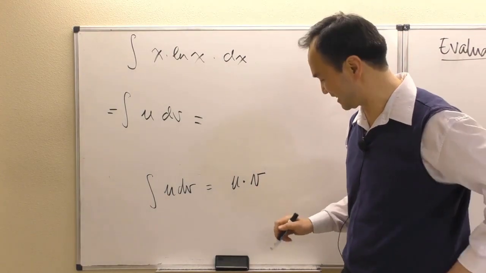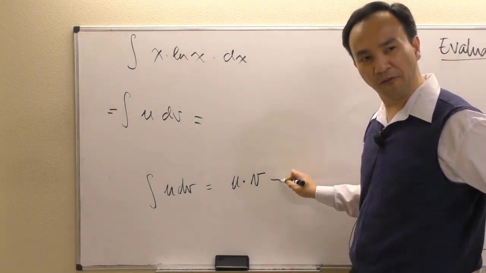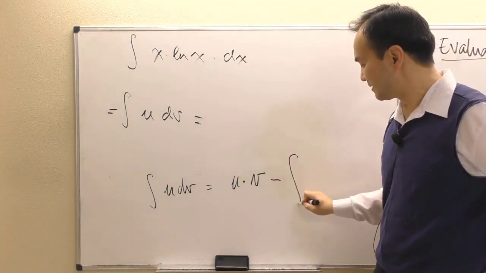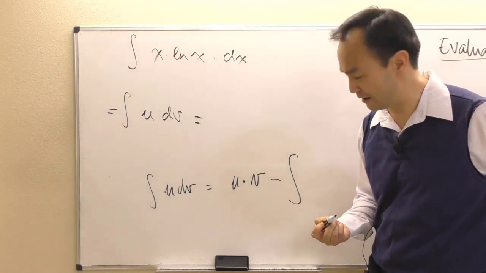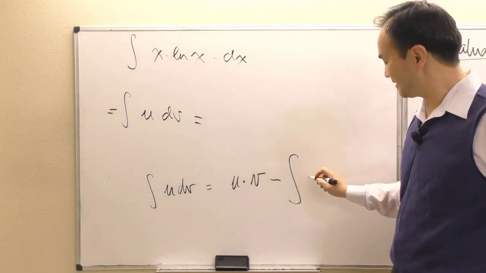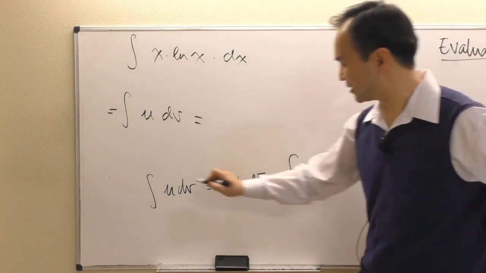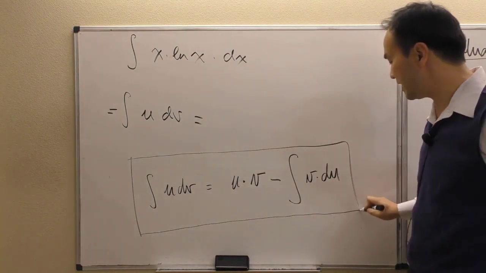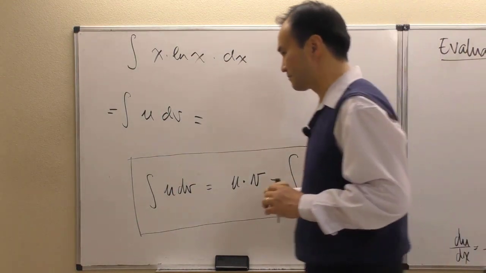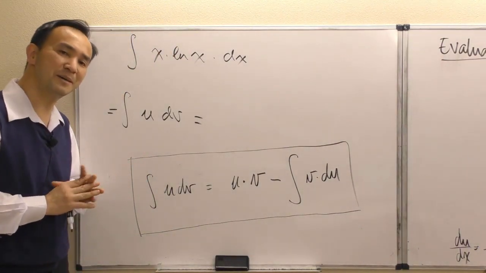I will explain that. Okay? Times with some function v, and then minus an extra integral that we have now produced for ourselves, v times du. So this is a formula, the essential and core formula in your integration by parts technique.